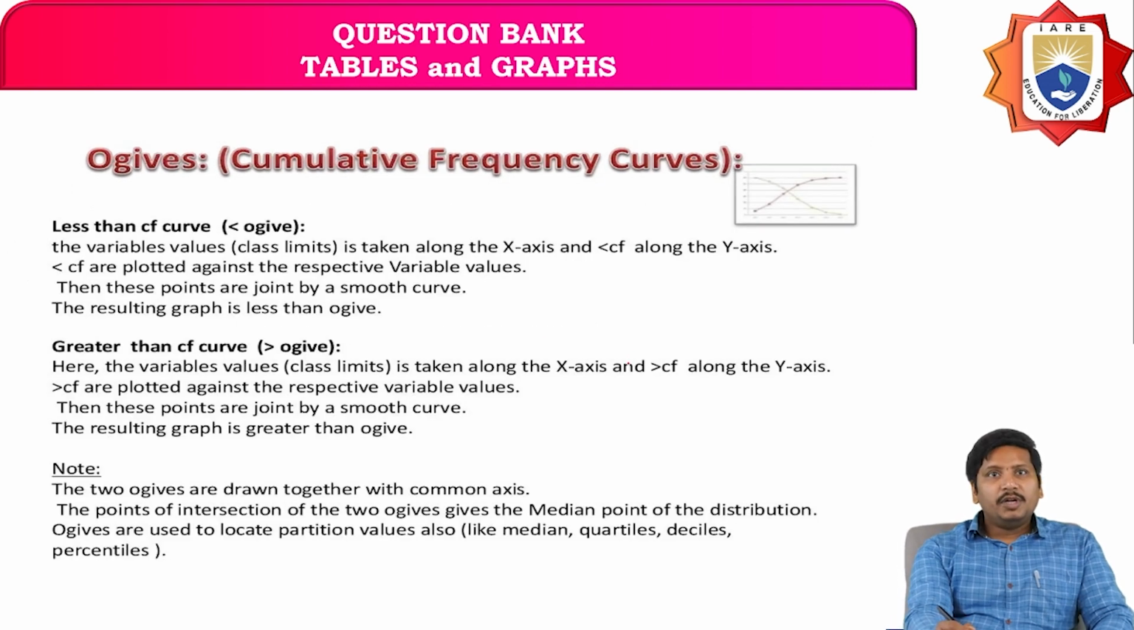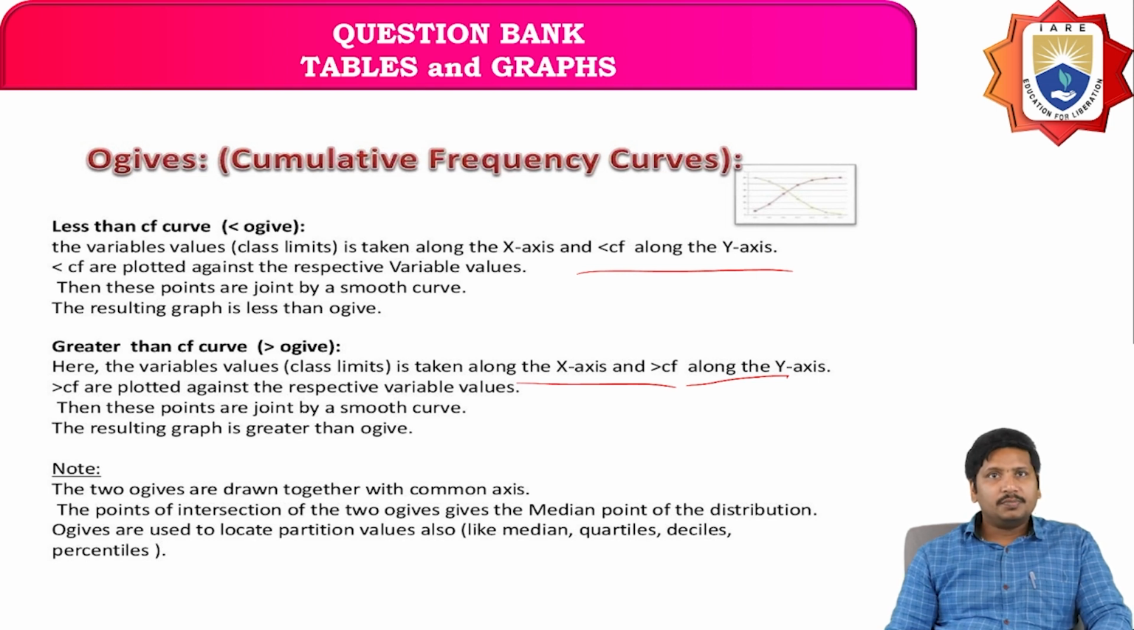So the less than cumulative curve: the variable values are taken on the x-axis and the less than cumulative values along the y-axis, and these points are joined by a smooth curve. And for the greater than cumulative frequency, the variable values are taken on the x-axis, and greater than cumulative values are taken on the y-axis, and these points are joined by a smooth curve.